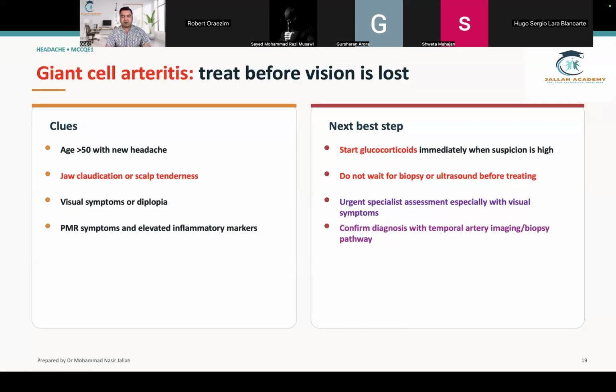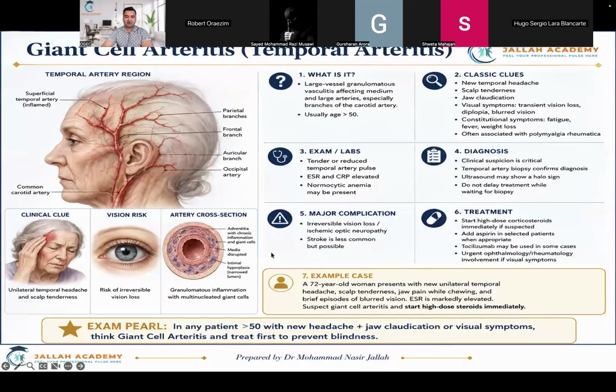Do not wait for the biopsy. If they are asking you what is the confirmatory test for giant cell arthritis, it is the biopsy of the artery. But we don't have to waste time. Do we have to do it for the confirmation? We should, but this should not delay the treatment. Or ultrasound before treating, okay? Urgent specialist assessment, especially with the visual symptoms. Confirm diagnosis with a temporal artery imaging and biopsy pathway. So it means you can do it, but do not delay the treatment. Start the steroid as soon as possible.